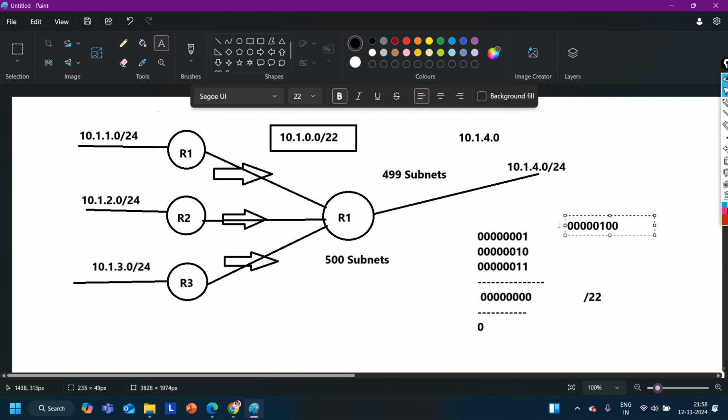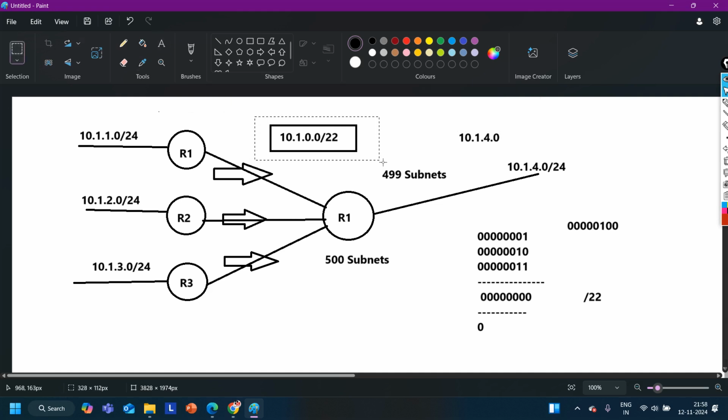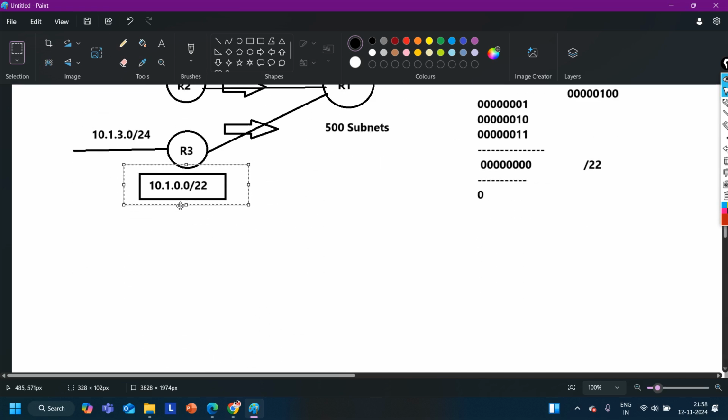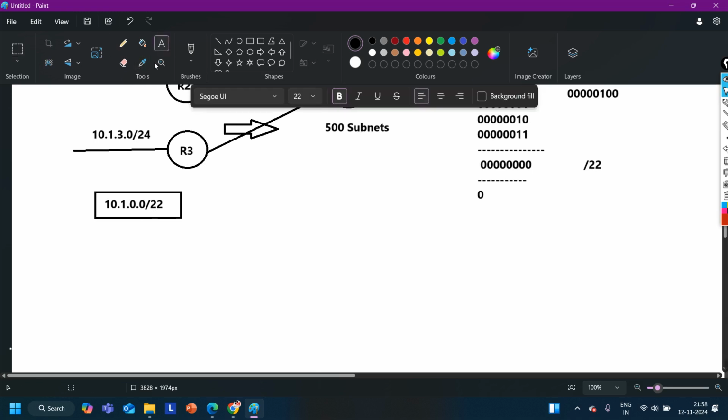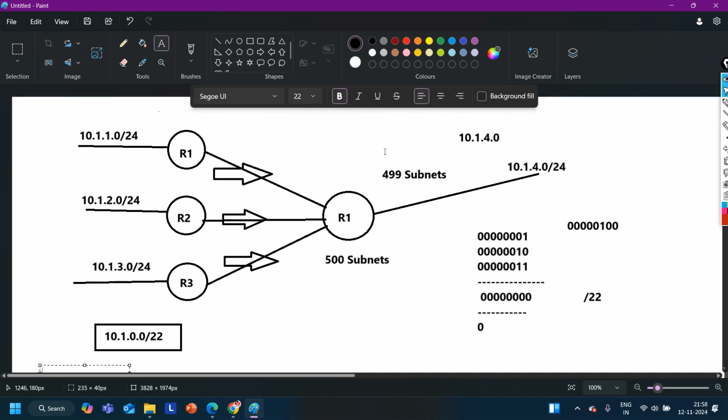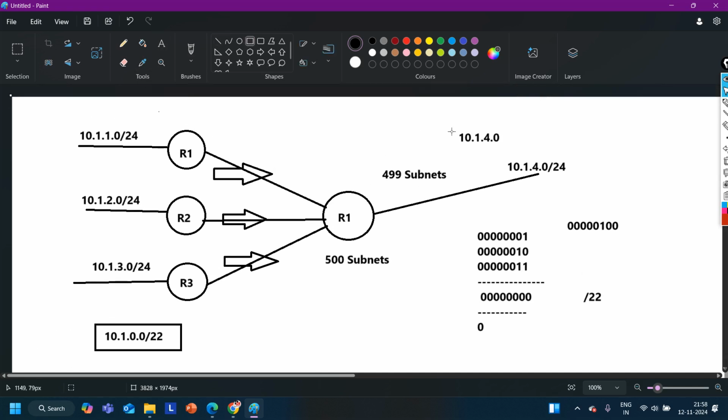45100. Right? This one is the binary of this IP address. So now you tell me, if this is my network ID, from where this network is starting, how many subnets are there? How many subnets are there? 4 subnets are there, right? That means this is also part of this summary address.